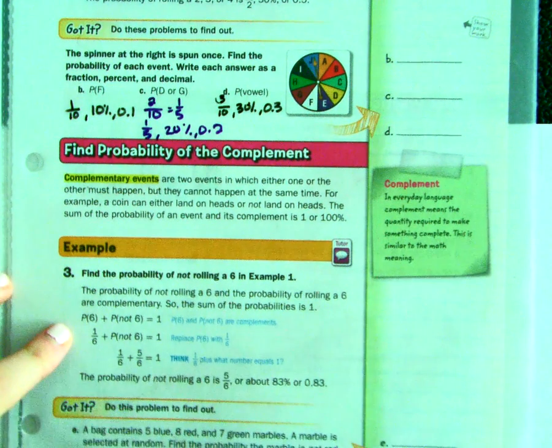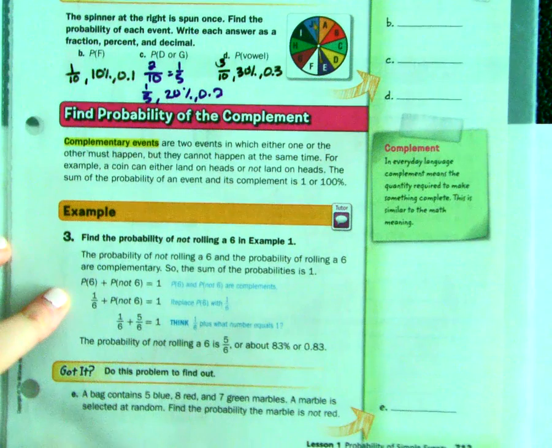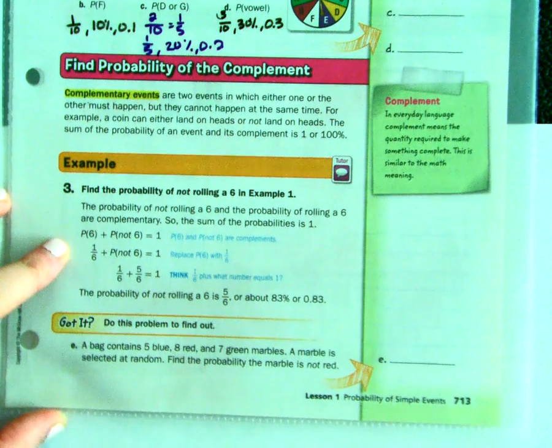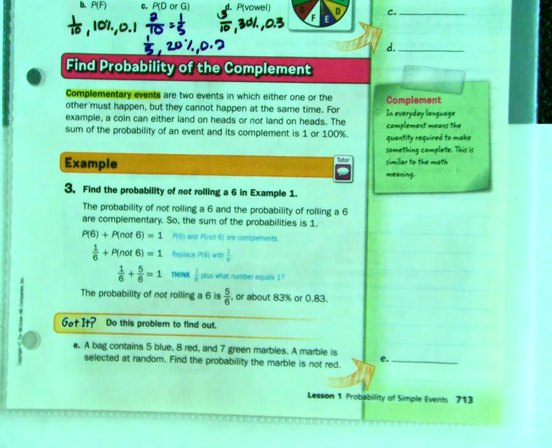The next thing is we're going to find the probability of a complement. Complement events are two events in which either one or the other must happen, but they cannot happen at the same time. For example, a coin can either land on heads or not land on heads. So the sum of the probability of an event and its complement is 1 or 100%. You're either going to land on it or you're not going to land on it.